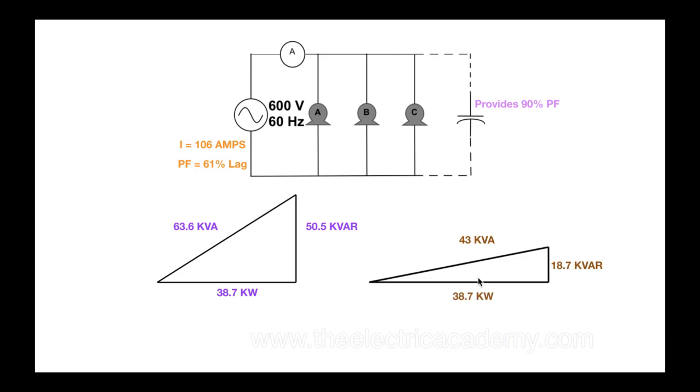So I've got 38.7 kilowatts divided by 0.9, or 90% power factor. I end up with 43 kVA. 43 squared minus 38.7 squared gives me 18.7 kVAR. So again, this is the triangle we have. This is the triangle that we want.